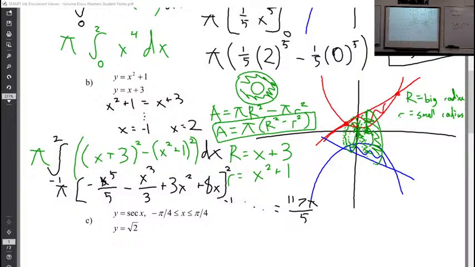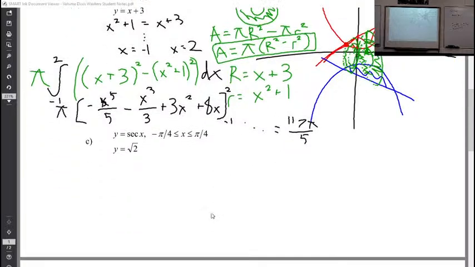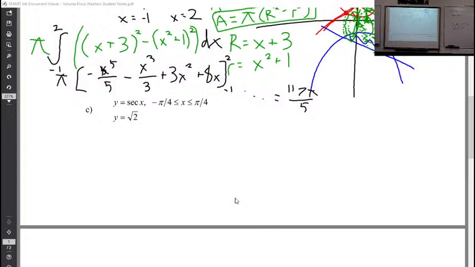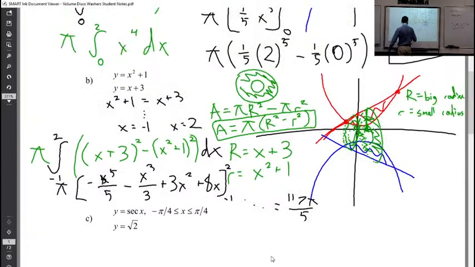All right. We have 2 more minutes left. See if you can remember what secant of x looks like. You should at least be able to graph y equals square root of 2, which, remember, is a little bit bigger than 1. So wherever you mark 1, mark square root of 2 a little bit above it.